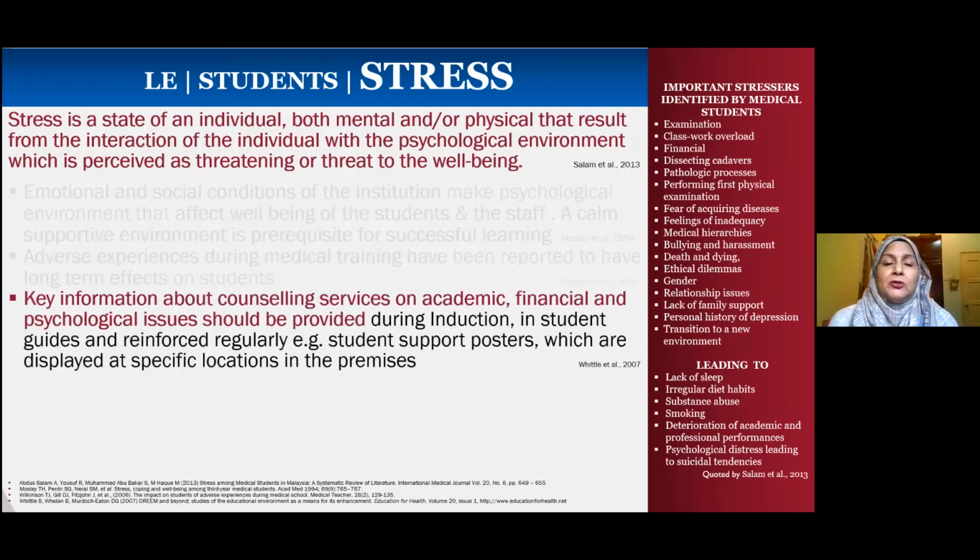Key information about counseling services for academic, financial, and psychological issues should be provided during induction to the students, in student guides, and reinforced regularly. For example, some posters are developed which are displayed at a strategic location in the university, say near the lifts, when the students are coming up and down and they have to wait over there. So this information is provided to the students over there.